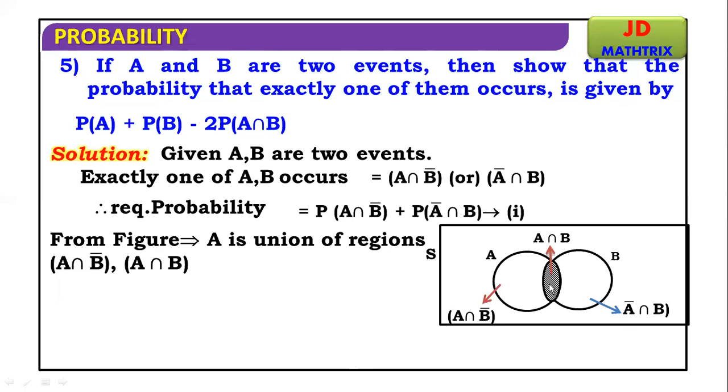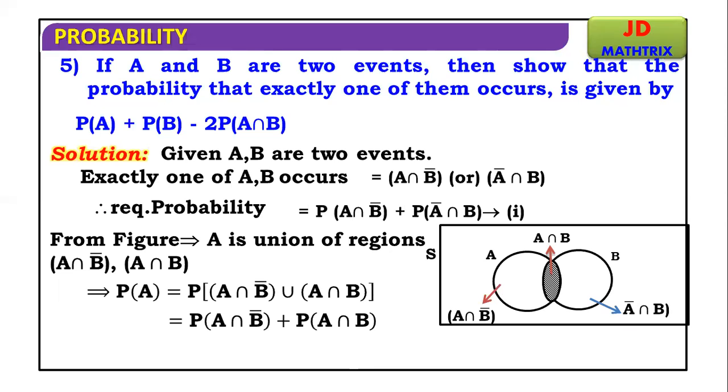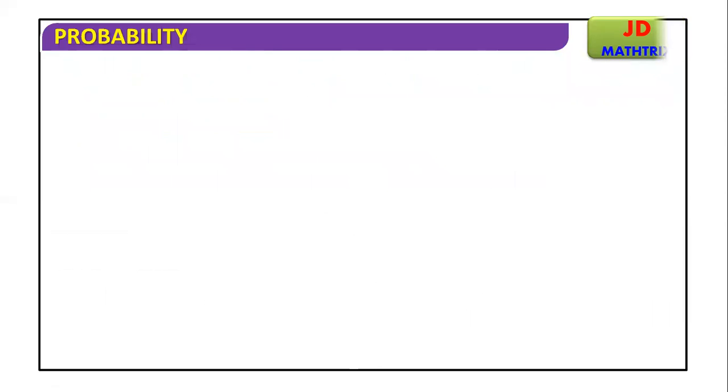It is already proved in the previous problem. P of A can be written as P of A intersection B bar union A intersection B, that is, P of A intersection B bar plus P of A intersection B. From this we can write P of A intersection B bar is equal to P of A minus P of A intersection B. Let it be equation 1.